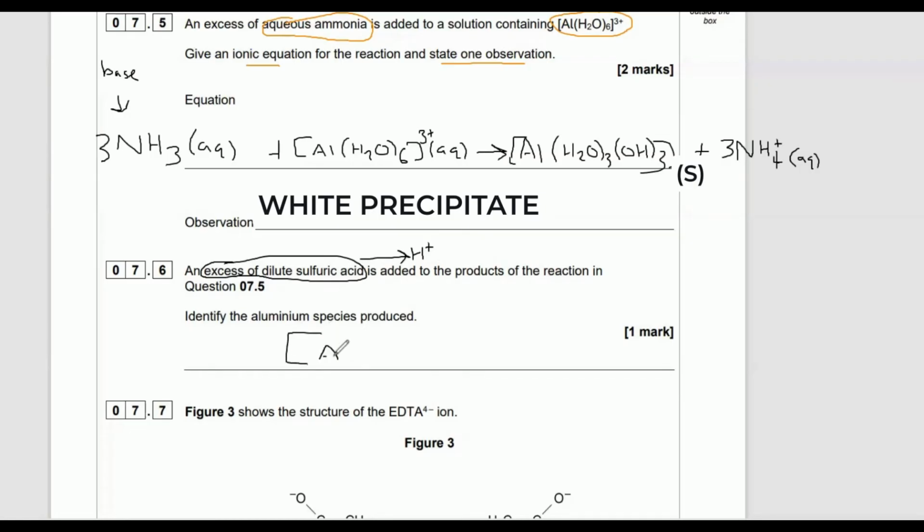We're going to reform Al(H2O)6 because those hydroxide ions over here are going to pick up those hydrogen ions from the acid and we're going to reform. So there we go. And I need to close the bracket and put the 3 plus charge back. So adding the dilute sulfuric acid is redonating those hydrogen ions that were removed by the ammonia, and we go back to our original species. Super.